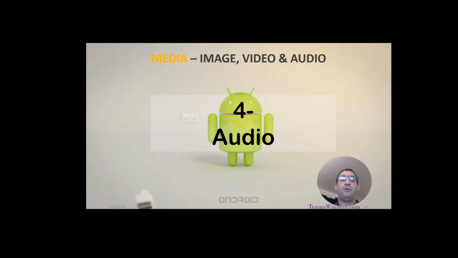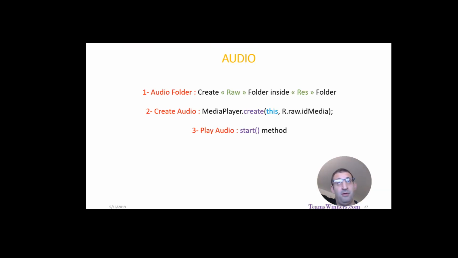In this video, I will show you how to add an audio file to your Android application. So, the first step is to create a raw folder inside the res folder. It is the same thing as with the video file. We have done it before, so let's do it again.